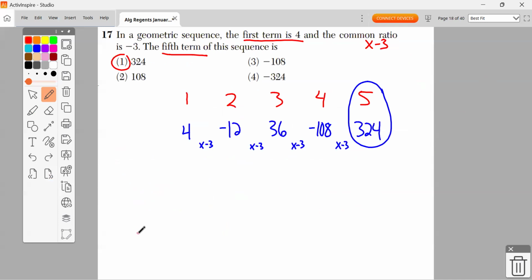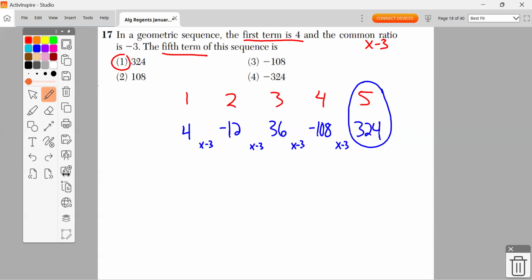In question number 17, in a geometric sequence, the first term is 4 and the common ratio is negative 3. That means we're starting with 4 and we're multiplying by negative 3 each time. So times negative 3, times negative 3, times negative 3, times negative 3. What is the fifth term?